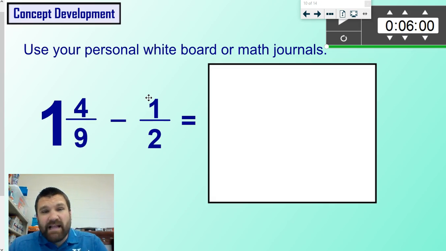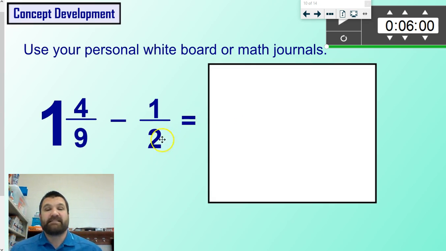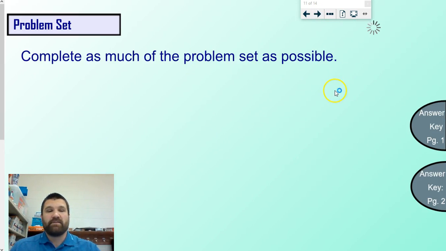Oh, pause. And then go. Okay, so you should have done some type of method, whether you just use your standard method, maybe you use the square method, the area model. Check. Your answer should have been 17/18. Hopefully you got that right. Good job. Let's keep going on. Problem set. Okay, at this time you need to pause it and get out your book.